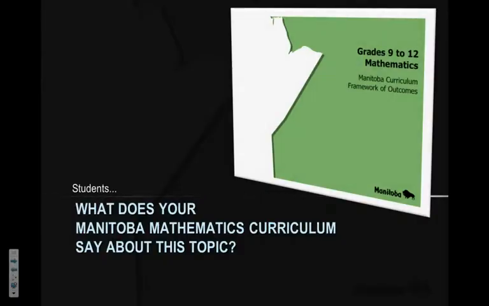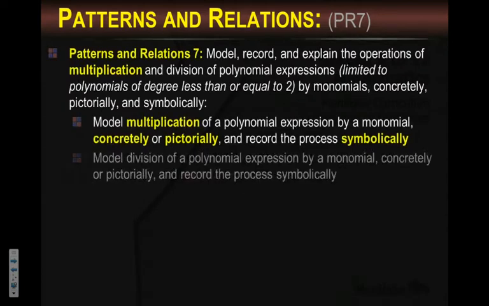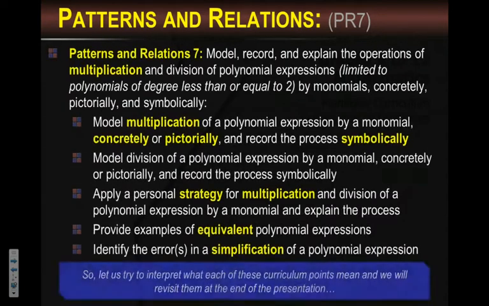Here's what it actually says in the curriculum. What it says, and you saw this before because I had this up when we did multiplication, is that you need to do multiplication and division of polynomials, but you need to model it. That's the idea of the tiles. It does, however, say that it can be of degree equal to or less than 2. You may forget what degree means, but it basically means the highest possibility is something that's squared.